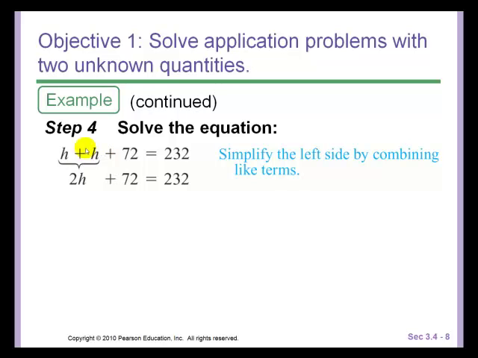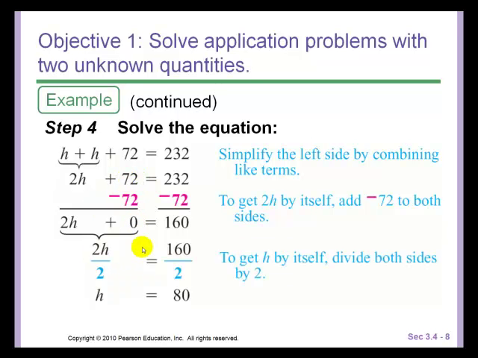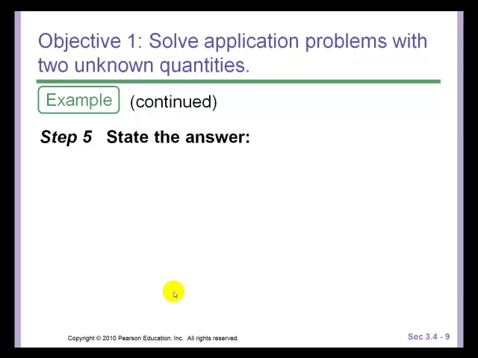Now we'll solve this. Start by combining like terms. H plus H is 2H. Now we have to get the variable term by itself, so we're going to subtract 72 from both sides. Remember, the reason we do this is when you subtract 72 from itself, you get 0. This is just 2H equals 160. To get the H to have a coefficient of 1, we divide by that coefficient of 2. 2 divided by 2 is 1. 160 divided by 2 is 80.